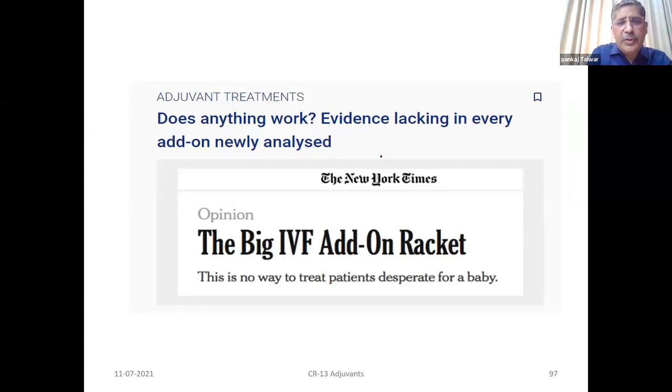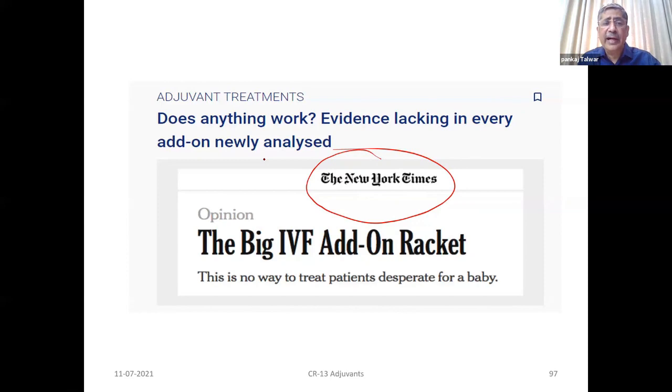So came an article from the New York Times. "Does anything work? Evidence lacking in every add-on newly analyzed. This is no way to treat patients desperate for a baby." This is what the paper said.